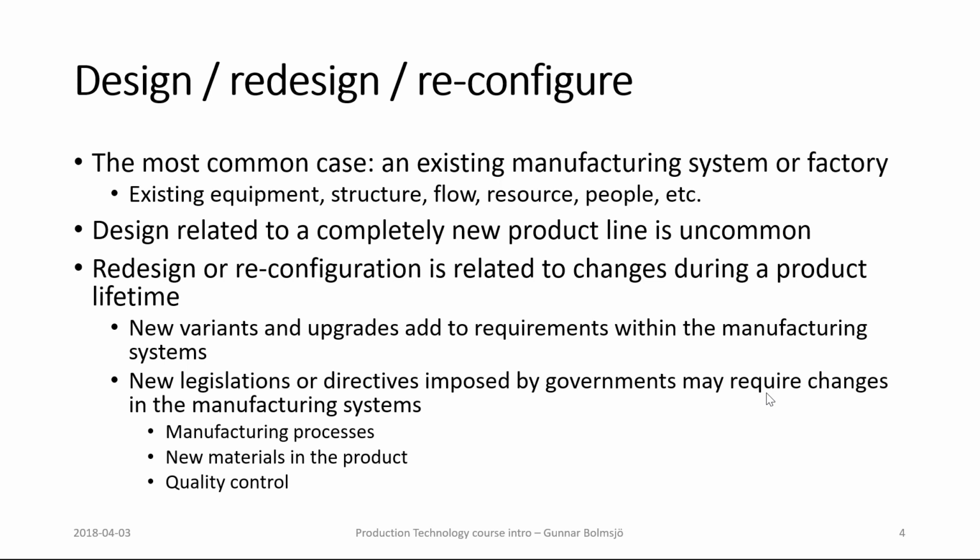And what is more common is a redesign or a reconfiguration related to changes during a product lifetime, with new variants, upgrades of a product that add to requirements within the manufacturing systems. And there are new legislations or directives imposed by governments that may require changes in the manufacturing systems. That includes processes that are applied, materials that we use, or new materials that we should use, and quality control definitely. So these things come into play, so to say, over time.